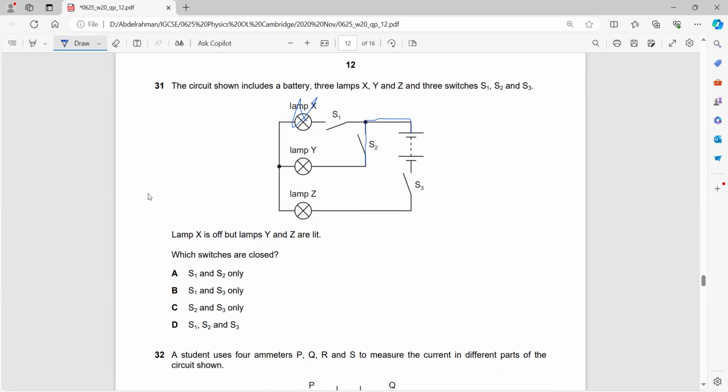You need switch S2 and you need switch S3. You do not need S1 at all. S2 and S3, and that's it. If you close switch S1, what would happen? Lamp X would be switched on. You do not want it on. You want it off. X has to be off. So S2 and S3 only. Any questions?